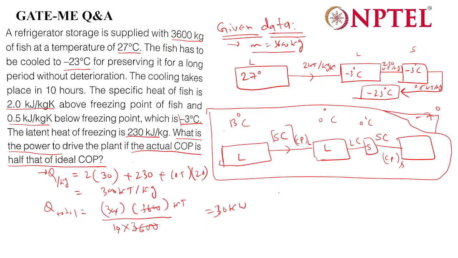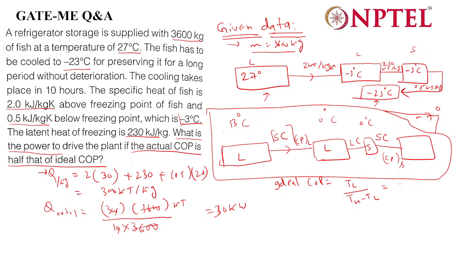So can anyone tell how you will now find the COP? What is the ideal COP? TL by TH minus TL. Simple, not reverse, we have to use this, okay? And what is TL? TL is 250, and what is TH? TH is this. You have to convert everything into Kelvin, not put in degree Celsius.